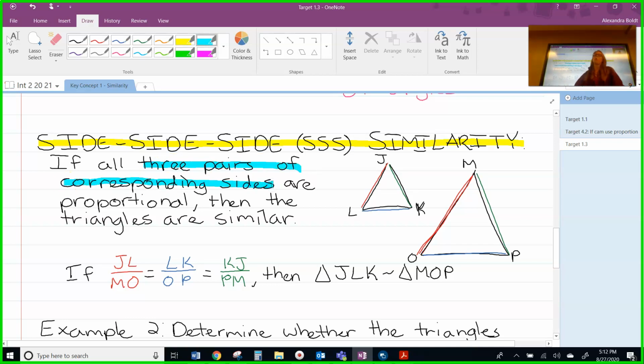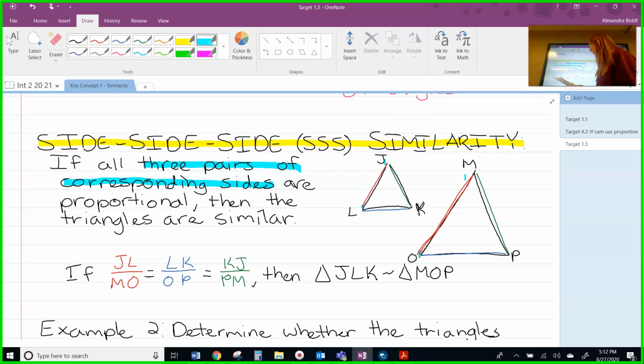Okay, so again, what we did yesterday, we needed three pairs of angles, three pairs of sides. Now we have our two shortcuts. We either need two angles or now three sides. And that's it. So again, what this says is if I can prove that JL over MO equals LK over OP equals KJ over PM, then they're similar and I'm done.